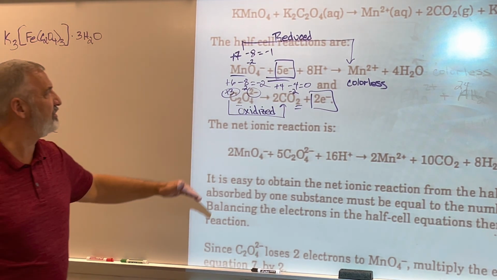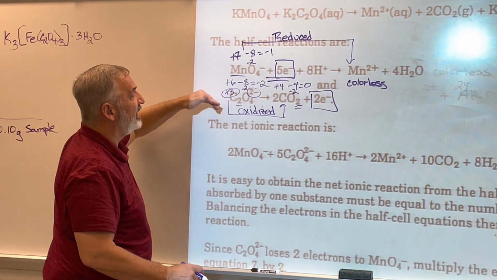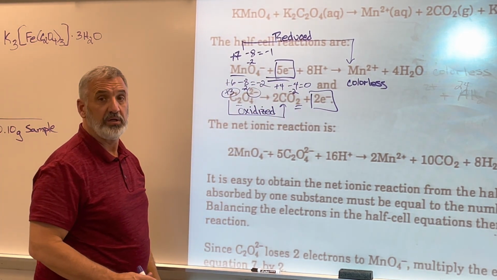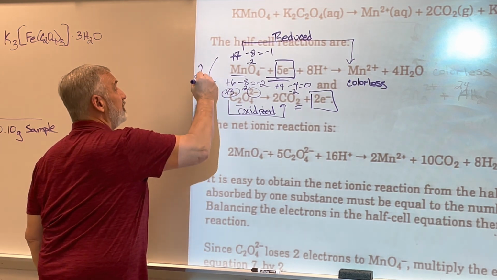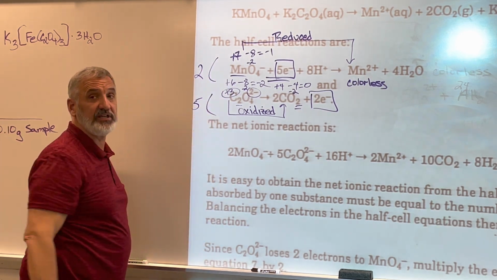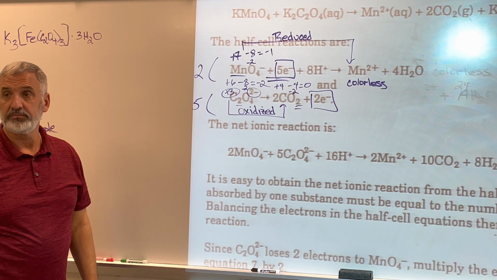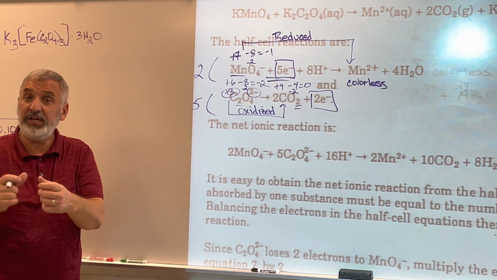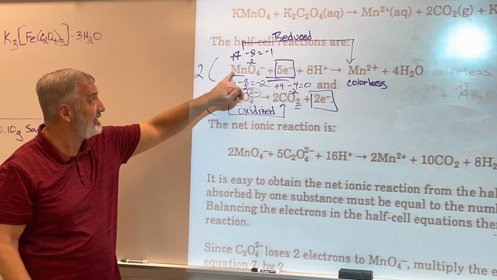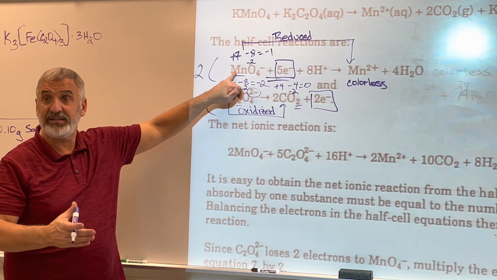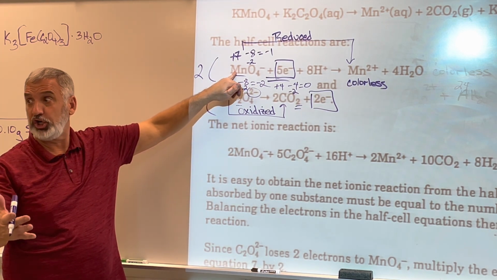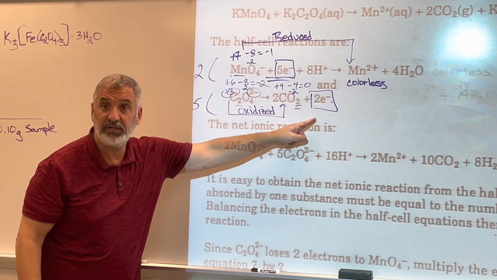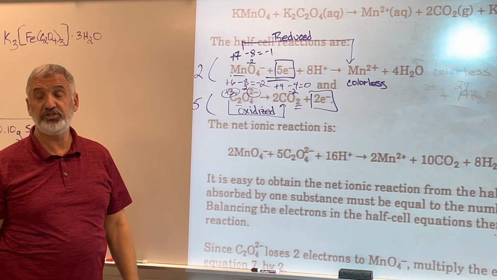So when you add these 2 equations, what do we have to do to make these 2 equal? We had to multiply this one by 2 and this one by 5, right? Because electrons gained has to equal electrons lost. In a redox reaction, we not only have to balance atoms, we have to make sure we balance electrons as well, balance charge. And the key is always going to be electrons gained has to equal electrons lost. You just cross multiply.